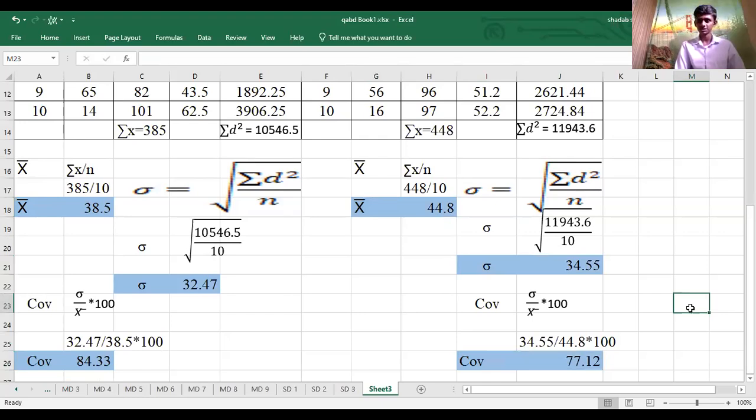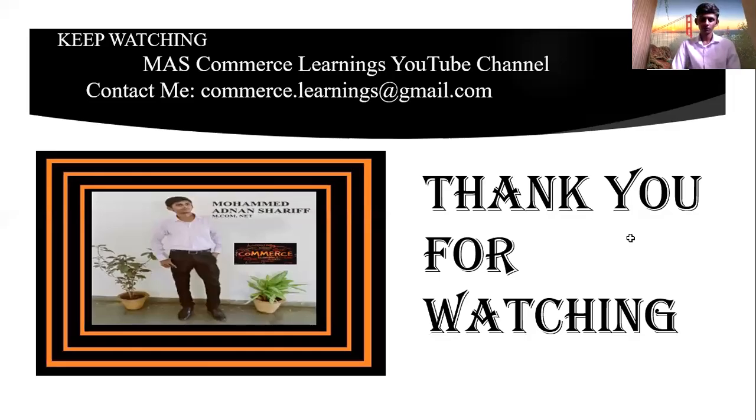Now the question arises: in the question they have asked us to find out who is the better scorer and who is more consistent. The answer is that batsman B is a better scorer than batsman A, because the standard deviation of batsman B is more than that of batsman A. The standard deviation of batsman A is 32.47, whereas the standard deviation of batsman B is 34.55. So batsman B is a better scorer than batsman A.